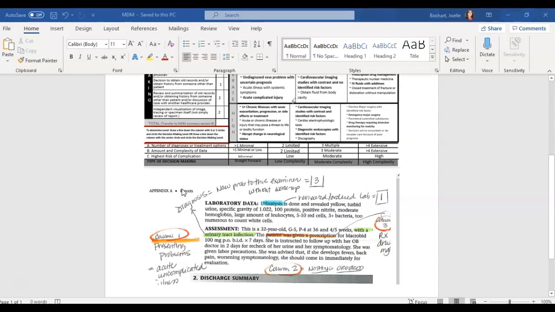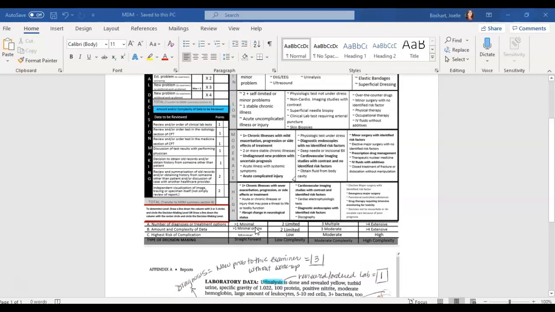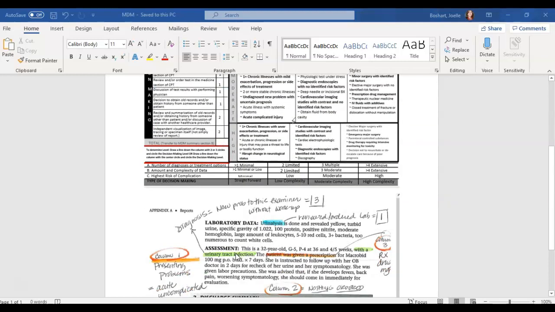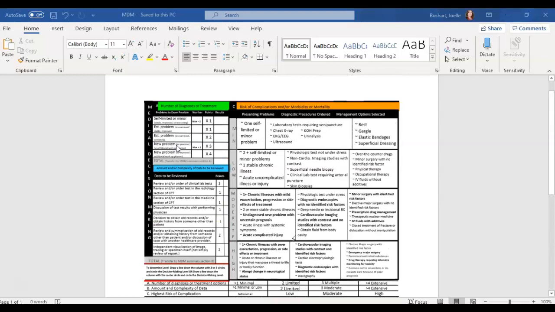So if we go down here, I'm going to skip over this laboratory data for now, and I'm going to go to the assessment. It says this is a 32-year-old G5P4 at 36 weeks and 4 to 5 weeks with a urinary tract infection. The doctor gives a confirmed diagnosis of a urinary tract infection based on the lab, the urinalysis. So we go ahead and we say it is confirmed diagnosis. That's what we'll look up for our diagnosis code. But what we're going to do is go up here and say, okay, this is a new problem to this examiner. So it's either going to be new problem without workup or new problem with workup. And we would decide if they get 3 points or 4 points.